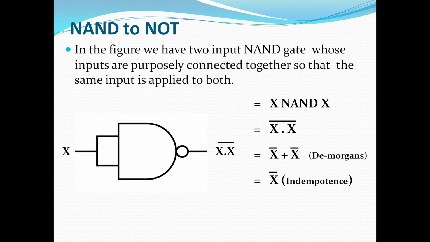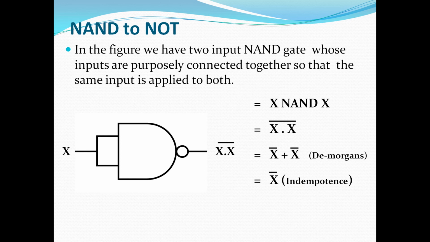After we get x dash plus x dash, then apply the idempotence law. The idempotence law states that x plus x equal to x, and x dot x equal to x. So it's possible to remove the duplicates. Then if you apply the idempotence law, the duplicates are removed, so it will be x dash. So x dash equal to the output of a NOT gate.